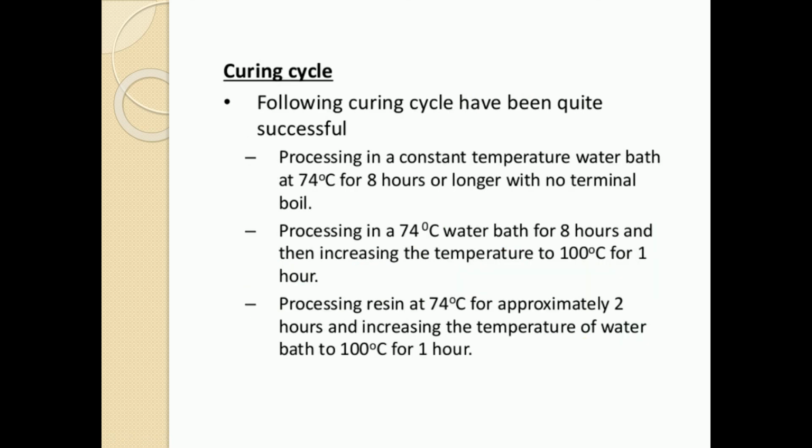Coming on to the curing cycle, for processing in a constant temperature water bath at 74 degrees Celsius for 8 hours or longer with no terminal boil. Processing in a 74 degrees Celsius water bath for 8 hours and then increasing the temperature to 100 degrees Celsius for 1 hour. Third one is processing resin at 74 degrees Celsius for approximately 2 hours and increasing the temperature of water bath to 100 degrees Celsius for 1 hour.